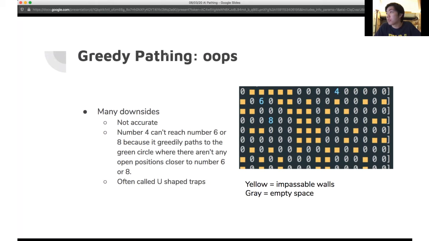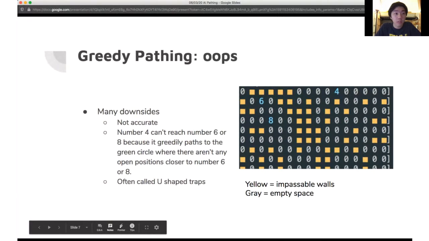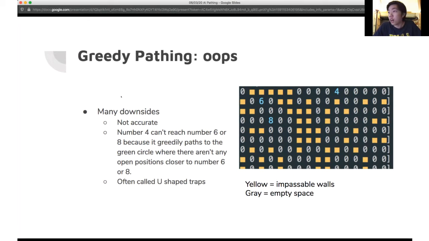So if we look at this, there's many downsides to greedy pathing. For one, it's not accurate at all. And when it's not accurate, it's because it literally doesn't path to the target you want to go to sometimes. So for example, if you look at the number 4, if you start from there, you cannot apply the greedy pathing algorithm and get to 6 and 8 because of the yellow walls.